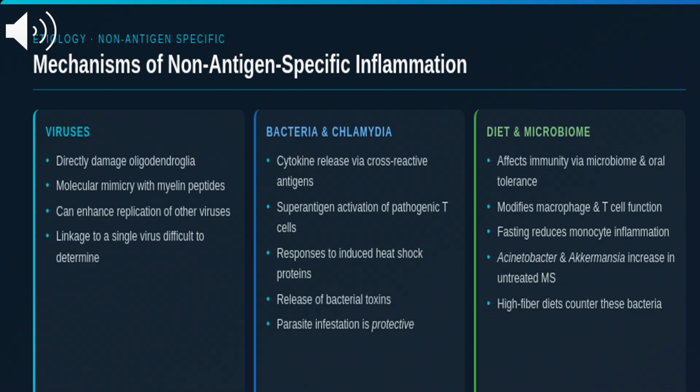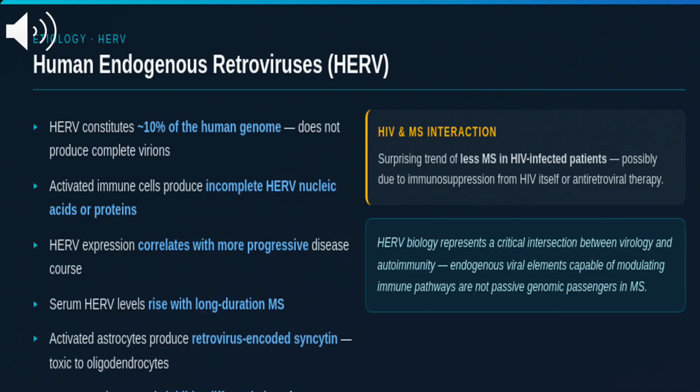throughout the lecture. Human endogenous retroviruses represent a fascinating chapter in MS biology that most clinicians are unfamiliar with. HERVs constitute approximately 10% of the human genome, yet they don't generate complete infectious viral particles. They are ancient remnants of retroviral integrations that have been passed down through human generations. In the context of MS, activated immune cells produce incomplete HERV nucleic acids and proteins.